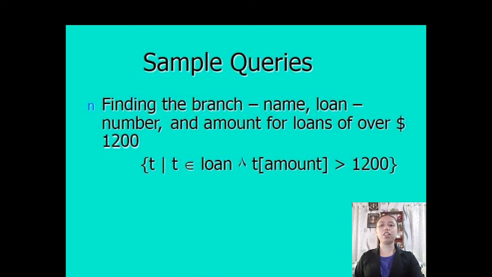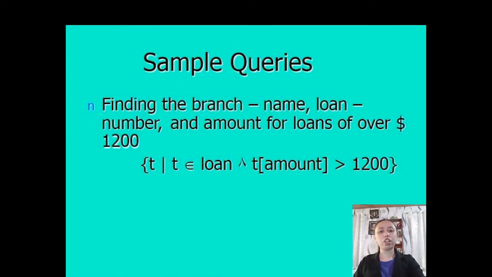So here's another set of sample queries. Finding the branch name, loan number, and amount for loans over $1,200. So here is the expression. This query, or this expression, would mean the set of tuples T, where T, and this sign means belongs to, the loan relation, and the loan amount for each T is greater than $1,200.